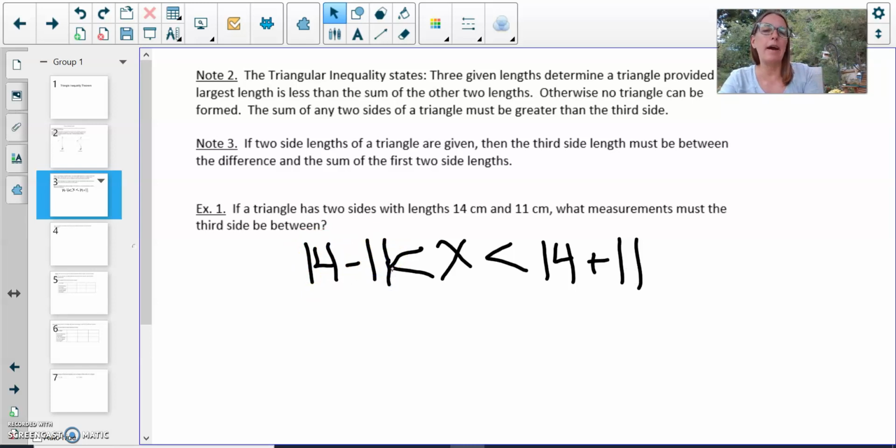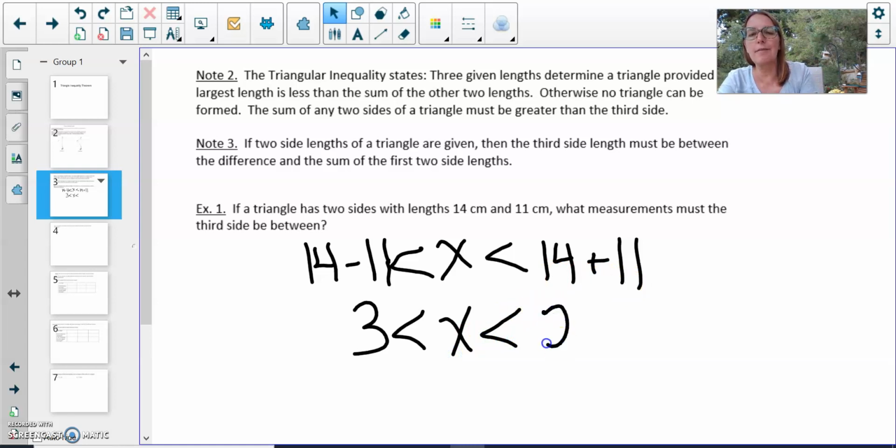So now if we simplify that, 14 minus 11 is 3, which is less than X, which at the same time is less than 14 plus 11, which is 25. So we figured out our third side has to be between 3 centimeters and 25 centimeters.